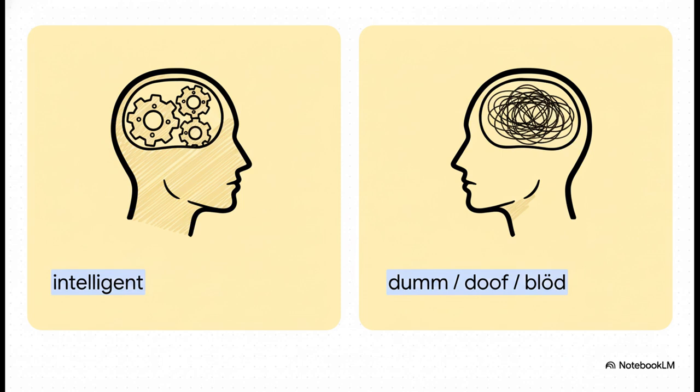And what about their mind? Well, you can describe someone as intelligent. The opposite is dumb. But just be careful, it's a pretty strong word. In everyday conversation, Germans will often use softer, more colloquial words like doof or blöd.